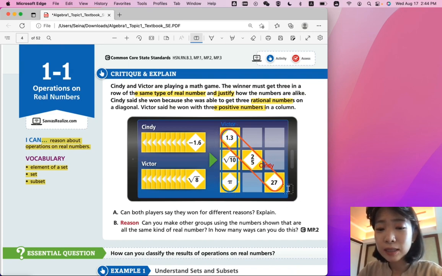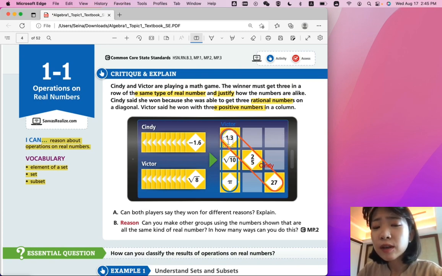If we look at Cindy's cards, we have 1.3, 2/5, and 27. It includes a decimal, a fraction, and a whole number, right? So, are these all rational numbers? Yeah, if they could be written as fractions, they're rational numbers. Is a rational number a real number? Yes. All rational numbers are real numbers.